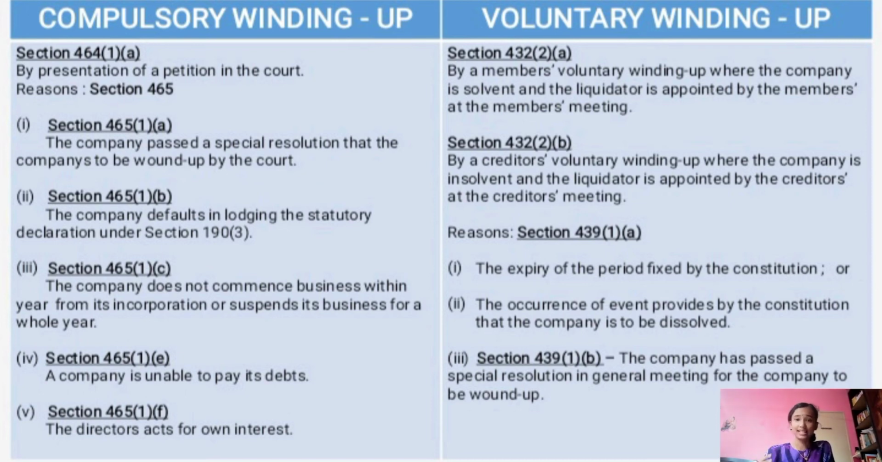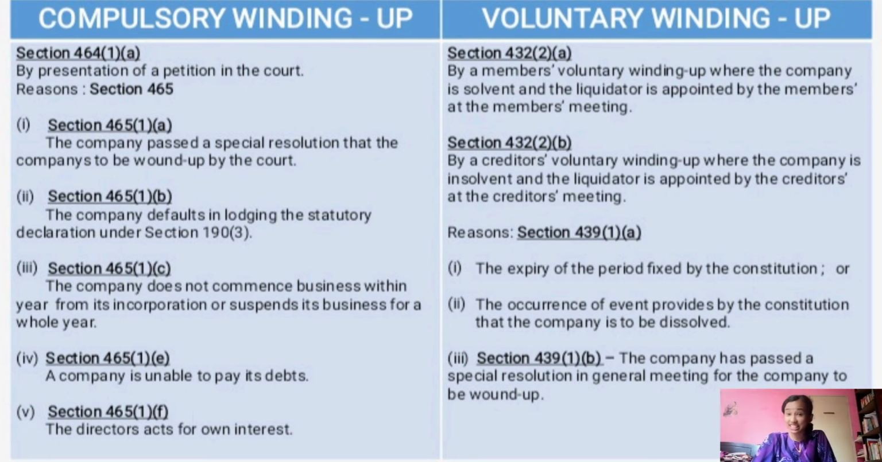This is known as a members' voluntary winding up, and according to section 432 subsection 2b, a voluntary winding up can also be commenced by a creditors' voluntary winding up where the company is insolvent. Insolvent means the company is unable to pay its debts, and the liquidator is appointed by the creditors of the company at the creditors' meeting. So it is known as a creditors' voluntary winding up.